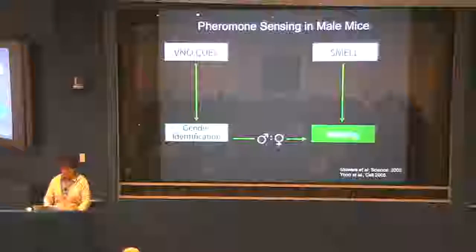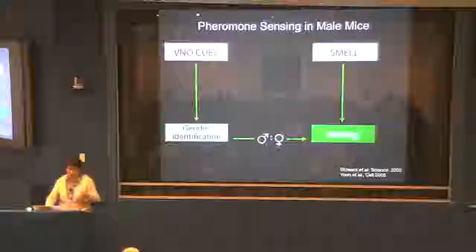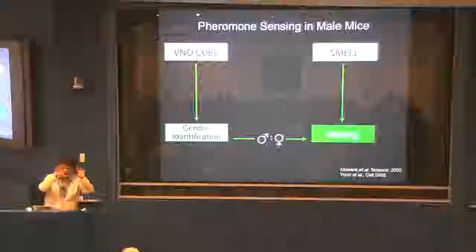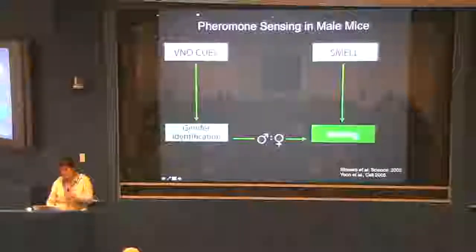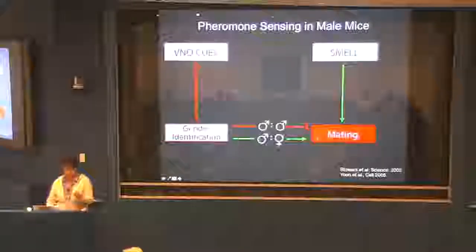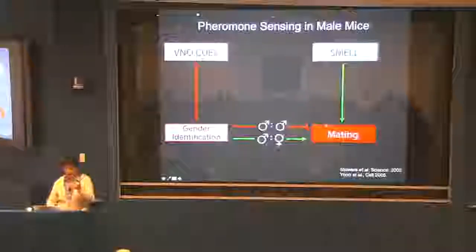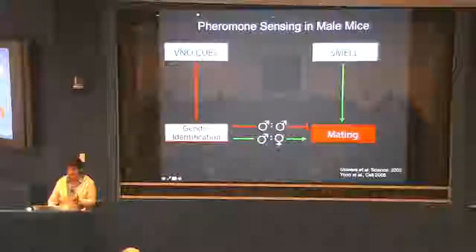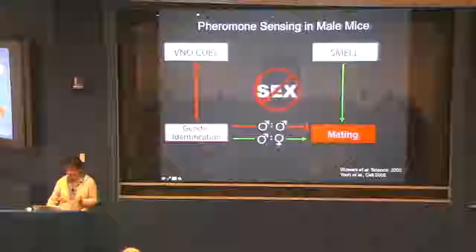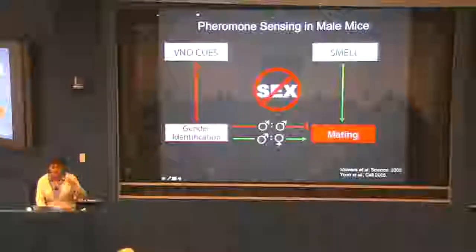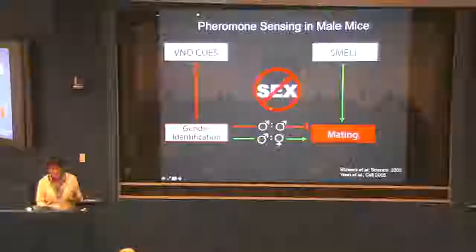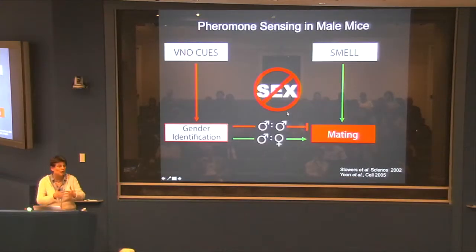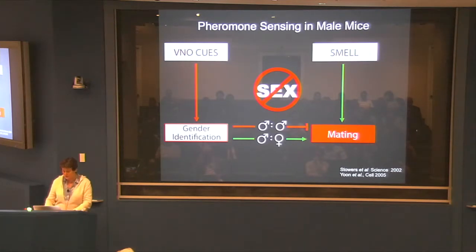So again, the idea is that the vomeronasal system is here to identify gender-specific cues, and a male detecting a female would lead to mating behavior, and a male detecting another male would inhibit mating behavior and instead trigger attack. So to some extent, exactly the opposite of what we had expected. We found that the vomeronasal system is here to block mating behavior when the wrong type of cues is encountered.